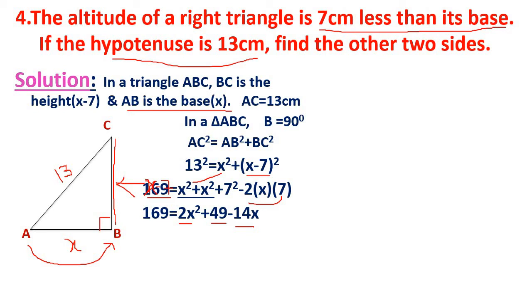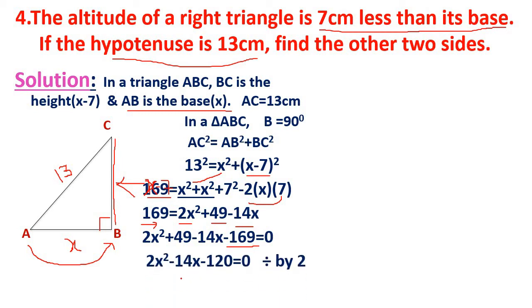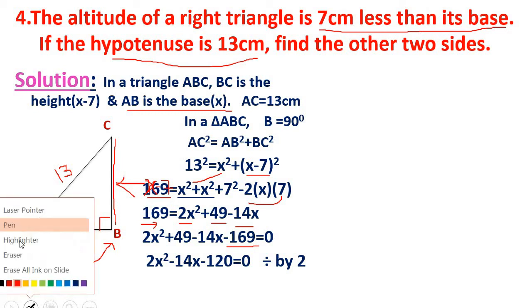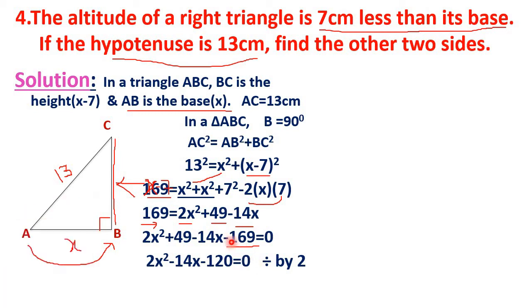Now let us write the given equation in the standard form. First write 2x square, then minus 14x plus 49, then transpose 169 to the right-hand side, it becomes minus 169. So 2x square minus 14x, and minus 169 plus 49 is minus 120, which is equal to 0.